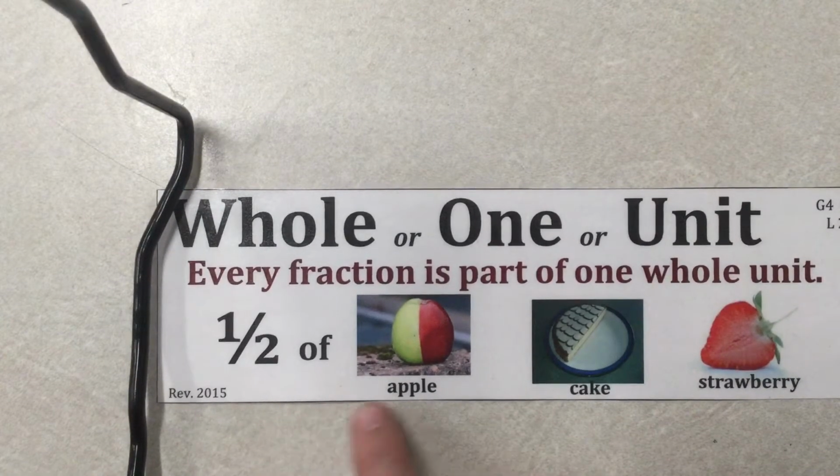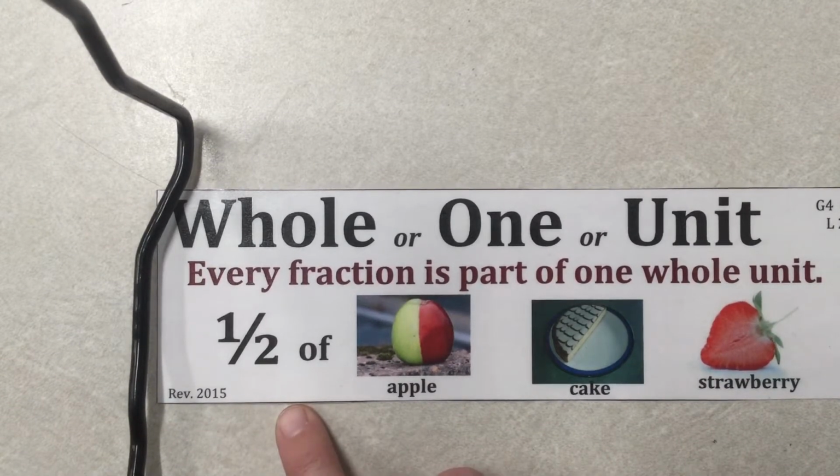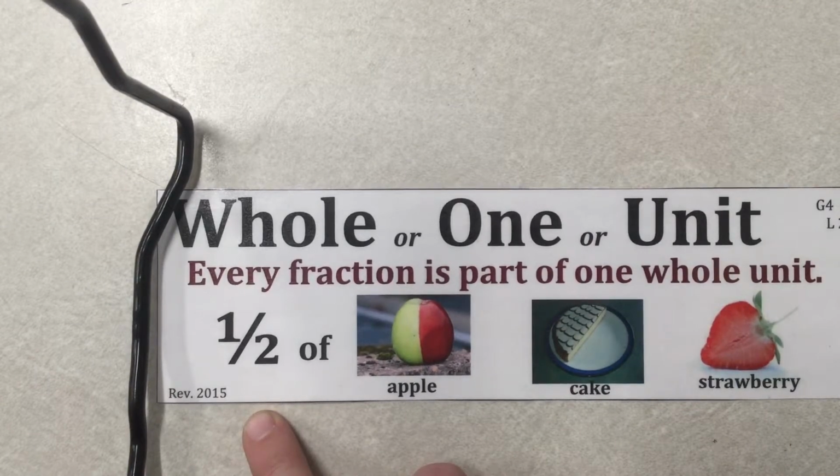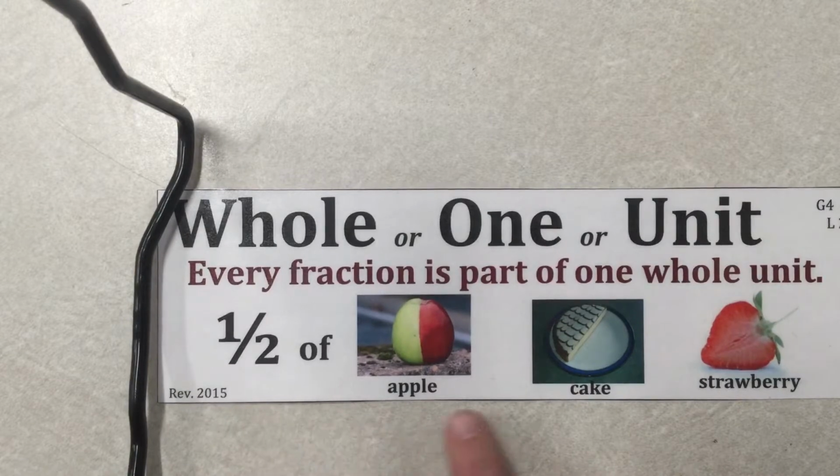You can see that I have 1/2 of the apple shaded green, 1/2 of the cake is gone, and 1/2 of the strawberry is also gone. And this week we've learned that when we read fractions, we know that these numbers over here are very important in helping us understand the fraction. We know that the denominator, the number on the bottom, tells us how many parts the whole is cut into, and the numerator tells us how many of those parts we're referring to.